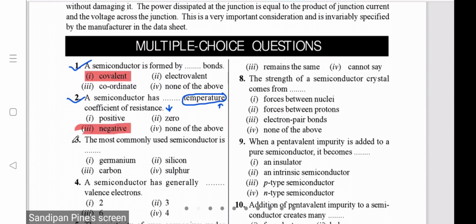Next is question number 3. The most commonly used semiconductor is, I told in the class, silicon, because it is readily available in the market. Yeah, stability, sir. Highly temperature stable. Stability of germanium is also good. Stability of gallium arsenide is also good. But silicon is plentifully available in the form of silica.